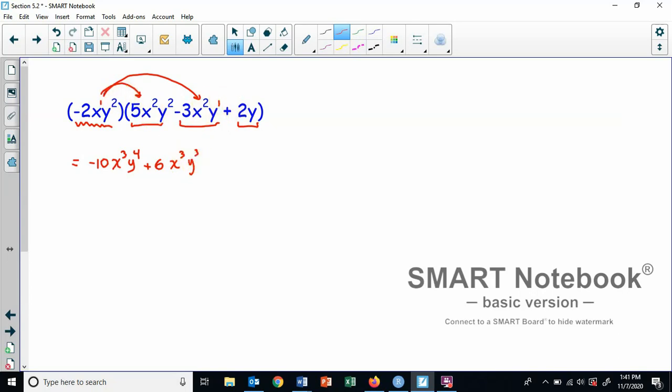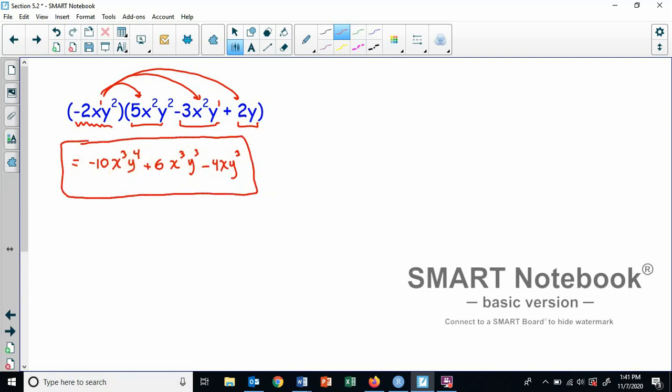Second, I need to distribute to the third, to 2y. Let's see, negative 2 times 2 makes for negative 4. X, there's no x's over here, no like bases, so we'll just bring the x along. Y squared times y makes a y to the third. And so there, let's check to see if any of these terms are like. They are not, because they have different exponents on them. So I am finished.